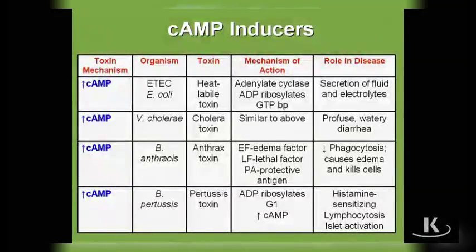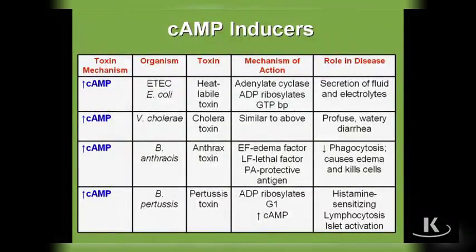All right? So look at the very first example, enterotoxigenic E. coli. Enterotoxigenic E. coli, what do you get? Massive, watery diarrhea. What is it from? It's from the toxin, okay?